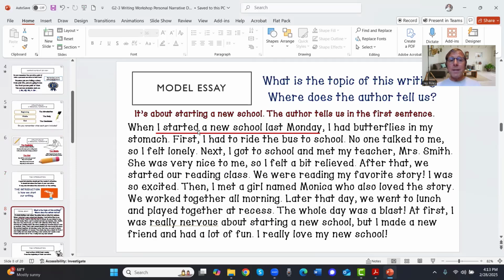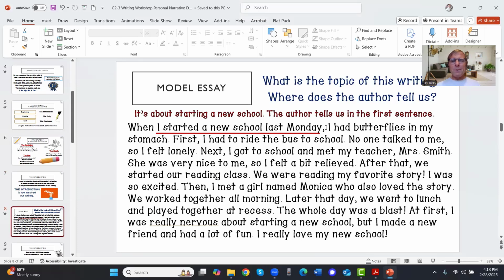So when we look at our mentor text here, it begins by saying, "When I started a new school last Monday, I had butterflies in my stomach." And there's that idiom that we talked about in our last lesson to describe how the narrator is feeling very nervous. But we can see the topic of our narrative, which is starting a new school. And the author does a great job of introducing that right away.